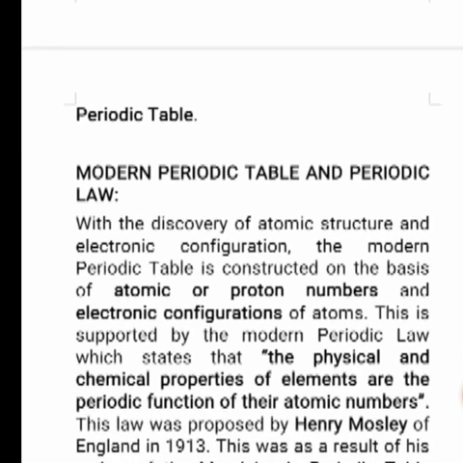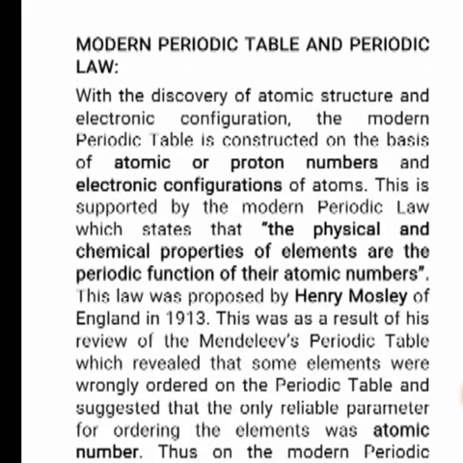All right. Now, modern periodic table and periodic law. With the discovery of atomic structure and electronic configuration, the modern periodic table is constructed on the basis of atomic or proton numbers and electronic configuration of atoms.